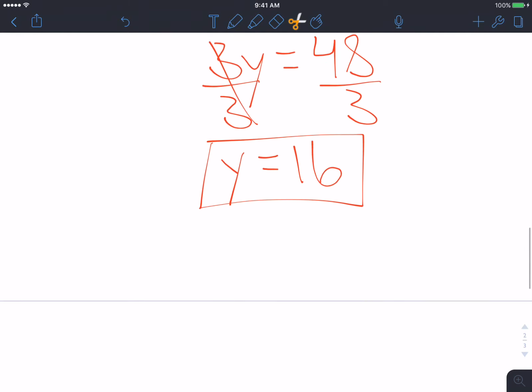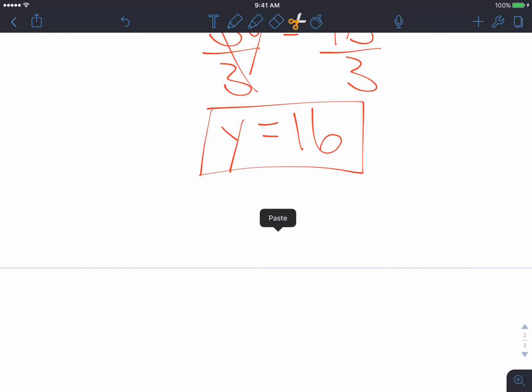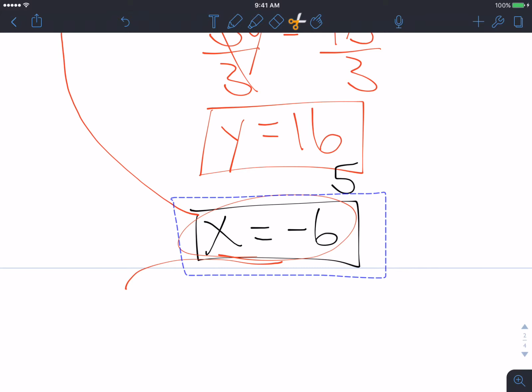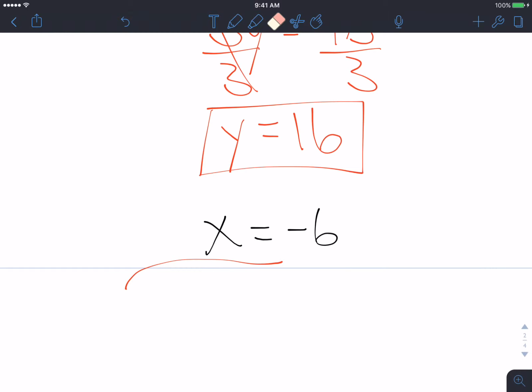Copy. Paste. Whoa, a little messy. And there's our answer, x and y.